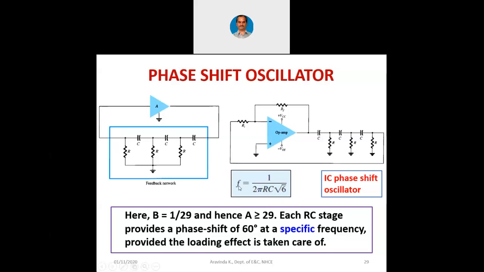I am repeating. Let us say we want to design an oscillator having a frequency of 10 kilohertz. Now, 10 kilohertz is F, in 1 over 2 pi RC root 6. Now, R and C are both unknown. When we have two unknowns, we will have to assume a value for one of them. Let us say we choose R as 1 kilo ohm. When we choose R as 1 kilo ohm, you can substitute 1 kilo ohm and 10 kilohertz here, and you can obtain the value of C.